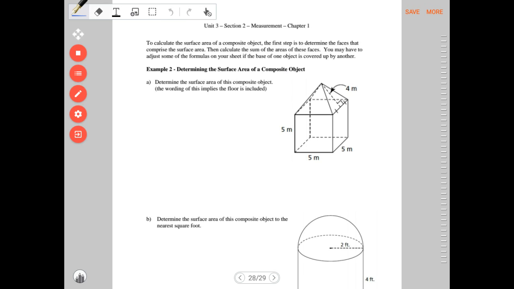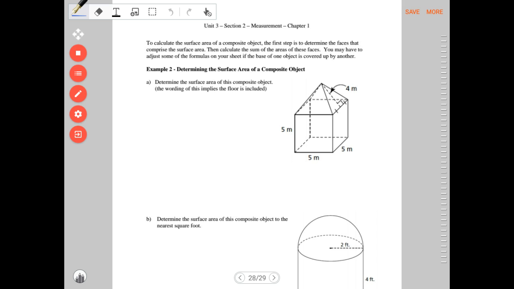All right. To calculate the surface area of a composite object, the first step is to determine the faces that comprise the surface area. Then calculate the sum of the area of all these faces. You may have to adjust some of the formulas on your formula sheet if the base of one of the objects is covered up by another. Okay, so example 2, determine the surface area of a composite object.